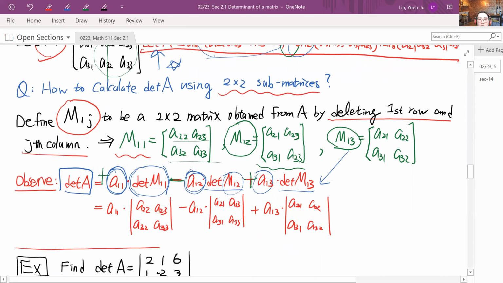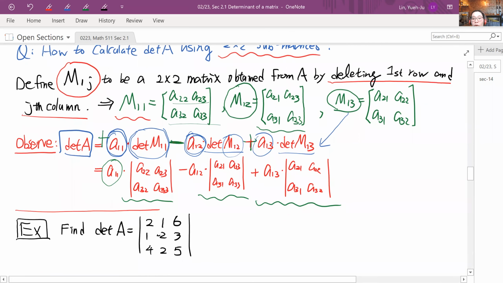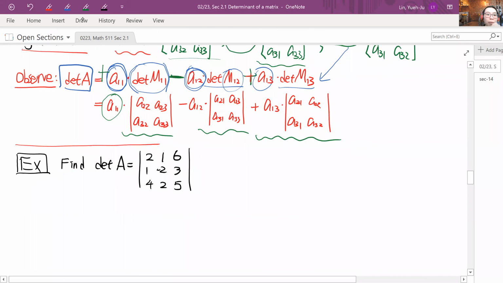In other words, if you rewrite the determinant in bar notation, this is essentially A11 times the determinant of this matrix, minus A12 times the determinant of M12, and plus A13 times the determinant of M13. Okay, I'm going to stop here before we go further about the formula. What I'm going to do now is show you a concrete example so you can really see how to calculate a 3x3 determinant.